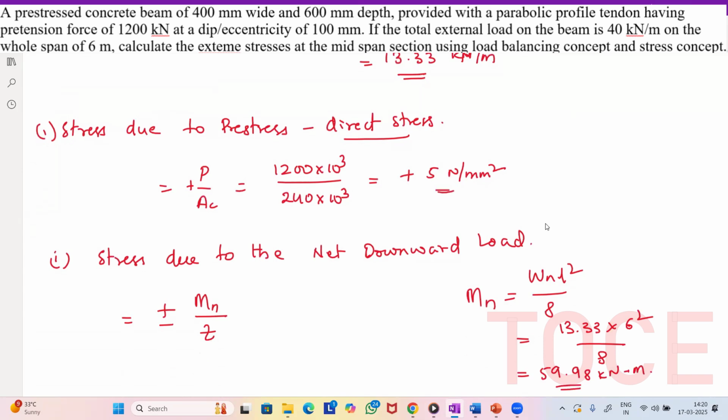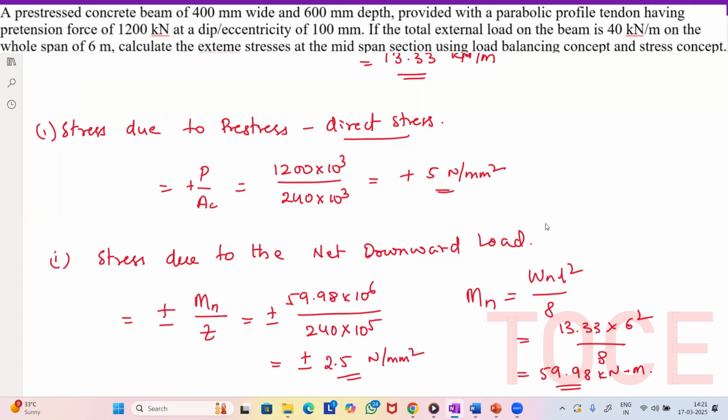Okay. So now let us calculate the stress, plus or minus. Moment we got as 59.98 into 10 to the power of 6, and section modulus we have already calculated, that is 240 into 10 to the power of 5. Right. So if you calculate, this value will be around plus or minus 2.5 Newton per mm square.